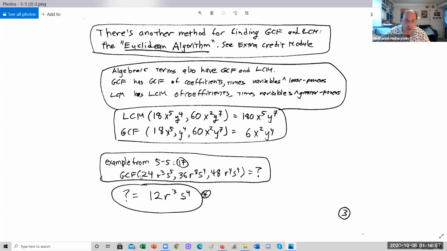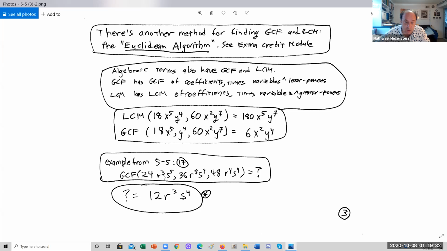Okay, so here's an example from 5.5, number 17. Find the greatest common factor, which is what we'll be mostly using in this section, of 24 r to the 3rd s to the 5th, 36 r to the 8th s to the 4th, 48 r to the 4th s to the 4th. Now, greatest common factor. It's the biggest number that divides into 24, 36, and 48. All right, it's 12. 12 goes into 24 twice, it goes into 36 3 times, it goes into 48 4 times. And no bigger number goes into all of them.